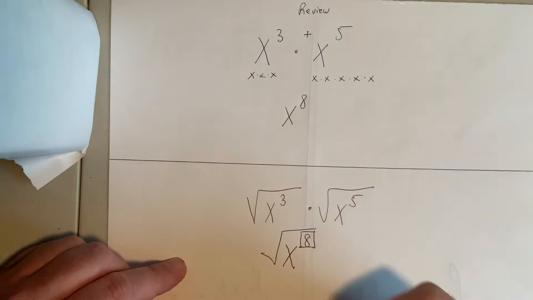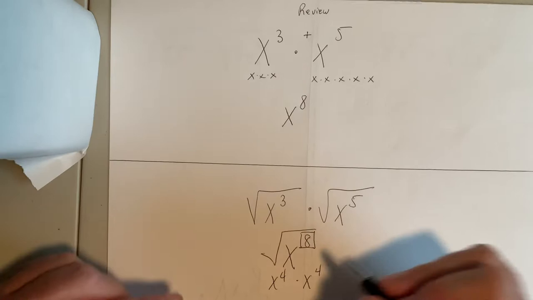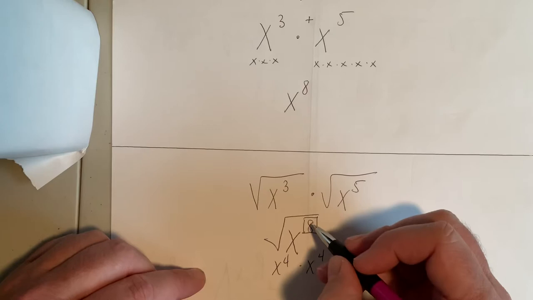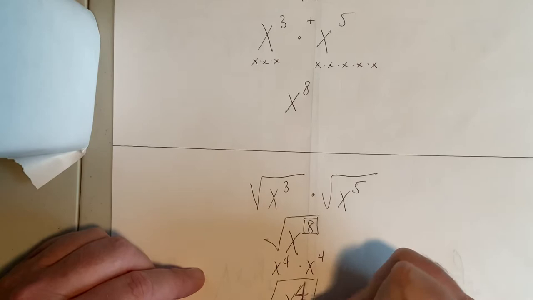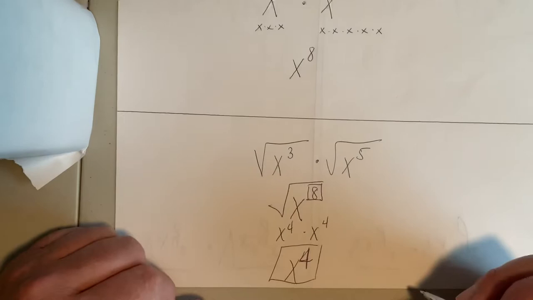So x to the fourth times x to the fourth. Remember, that's when you break it down even more. So really, if it's an exponent that is even, you just cut it in half, and that's going to be your answer. So believe it or not, radical x to the third times x to the fifth is really just x to the fourth. Sometimes math is funny that way, isn't it? All right, here we go.